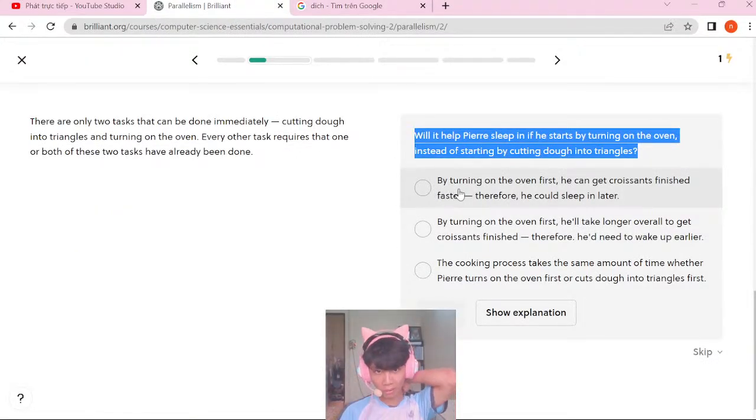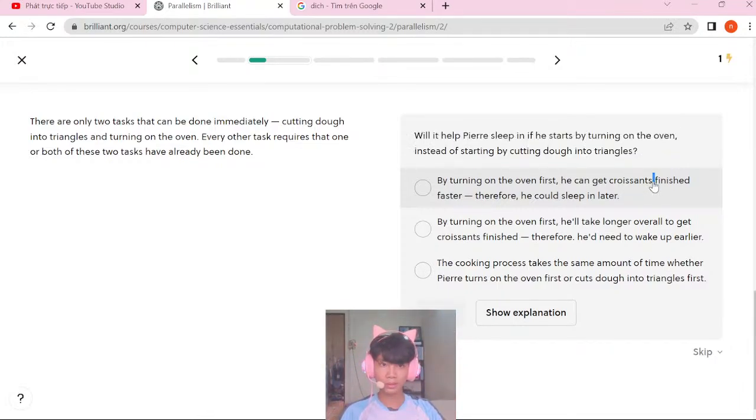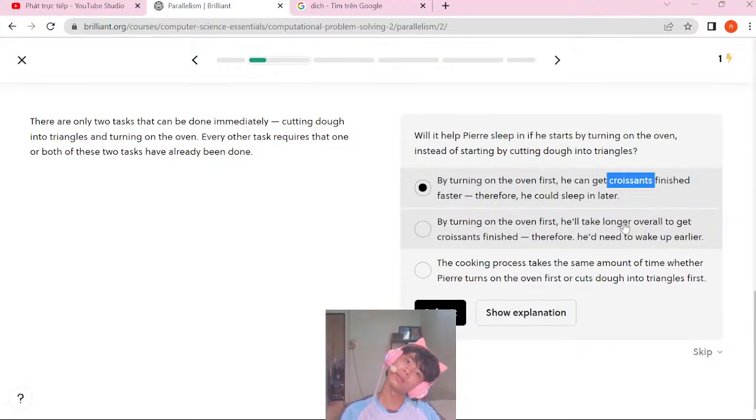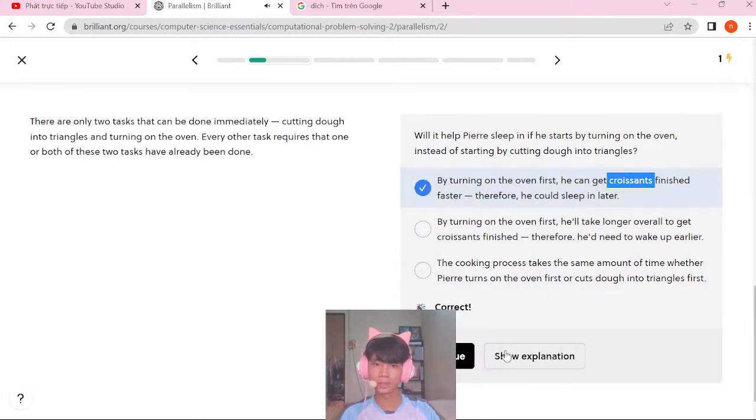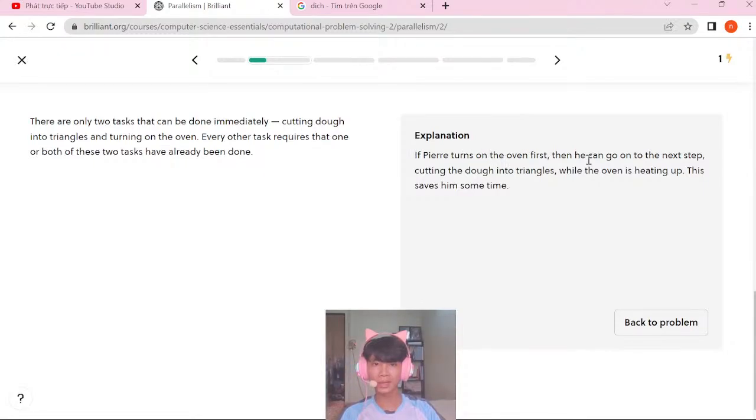By turning on the oven first, he can get croissants finished faster. Therefore, he could sleep later. If Pierre turns on the oven first, then he can go on to the next step, cutting the dough into triangles, while the oven is heating up. This saves him some time.